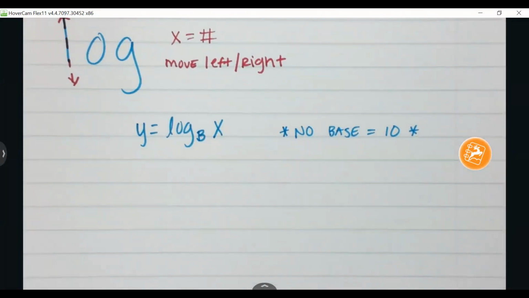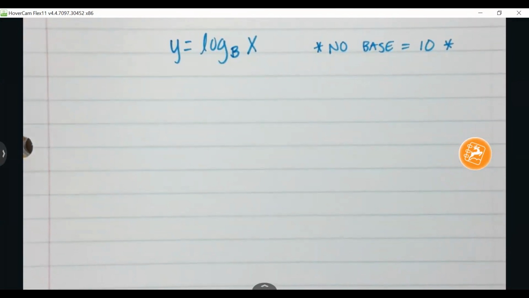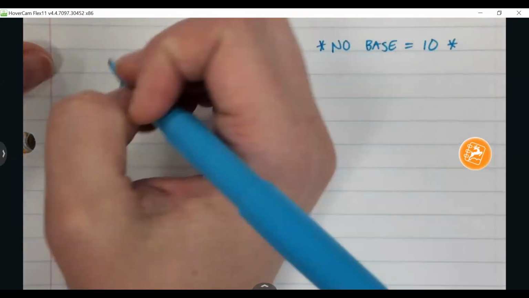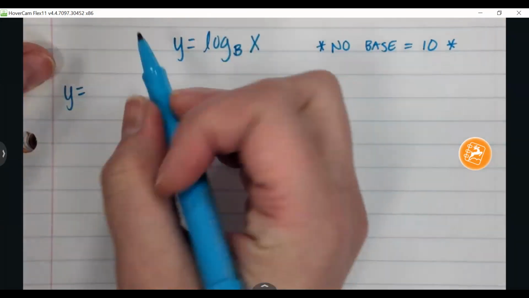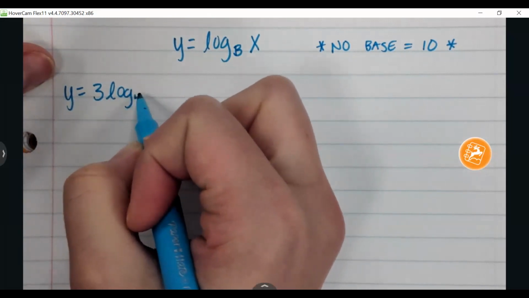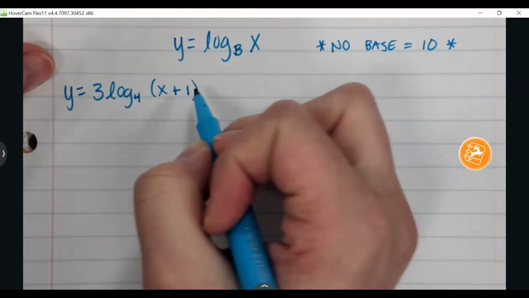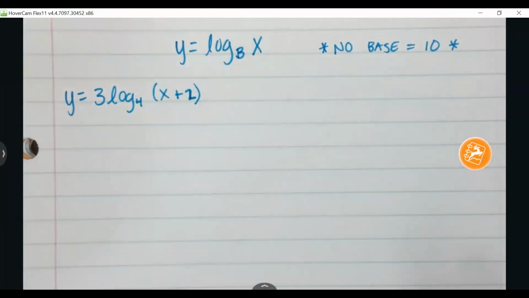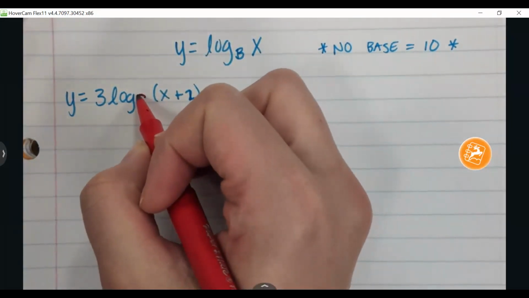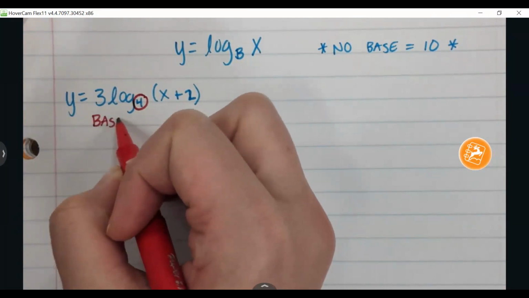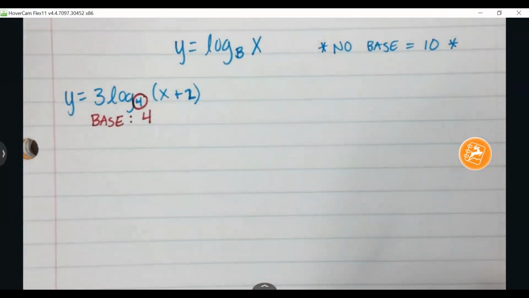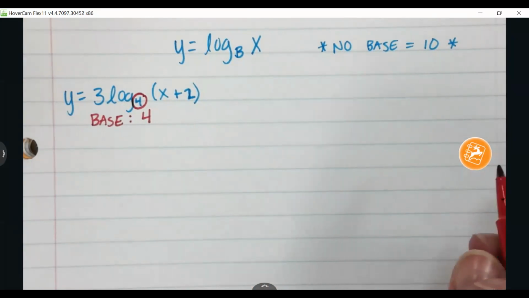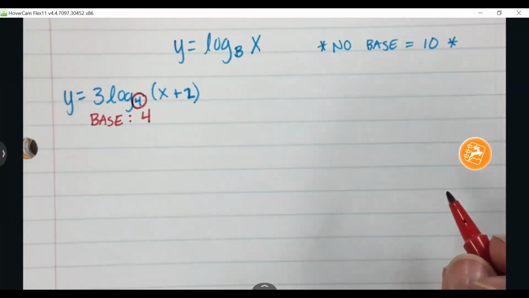We're going to do 2 transformations, and then we're going to do 1 quick graphing problem. So our first problem is going to say y equals 3 log base 4 of x plus 2. So the first thing I need to know is what is my base? That base is 4. It has nothing to do with my transformations. We circle it, get it out of the way.